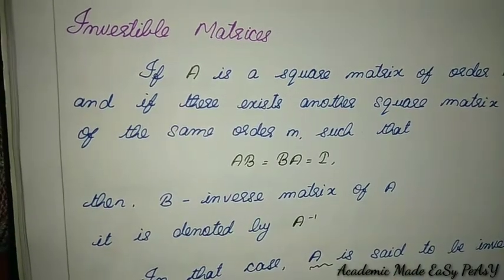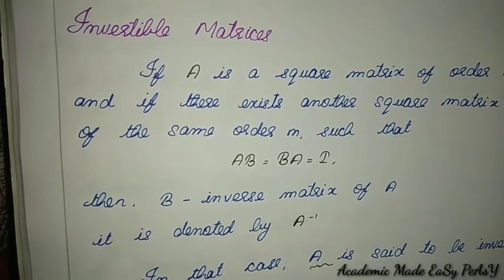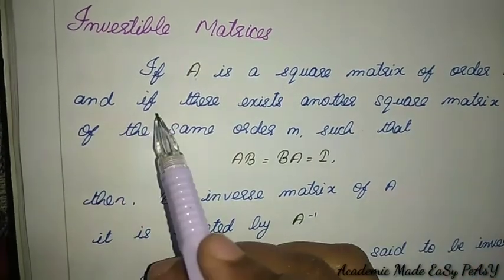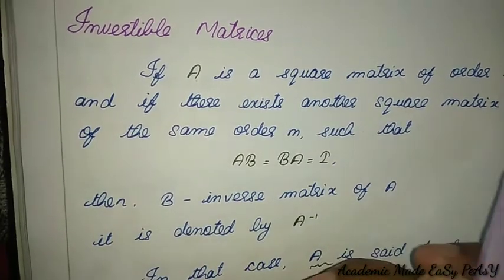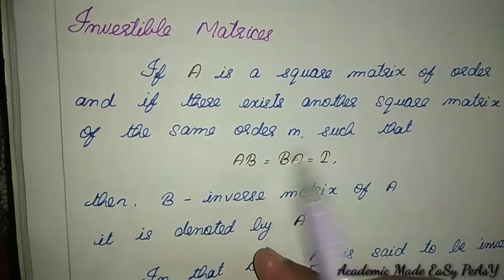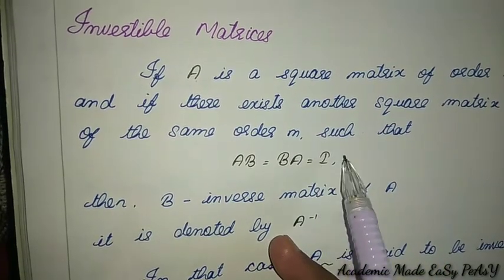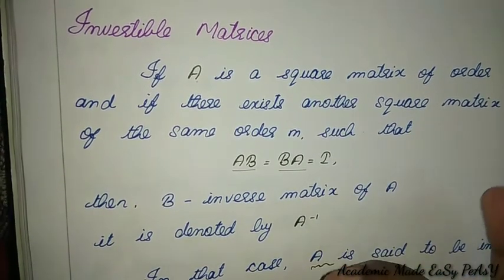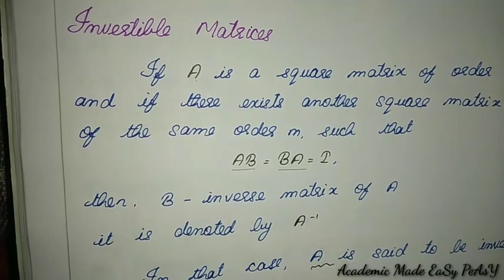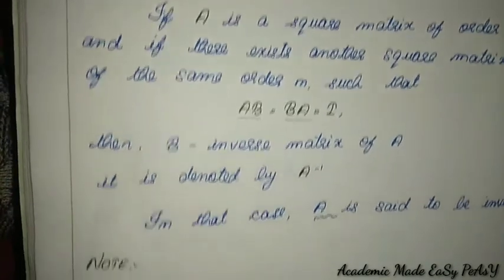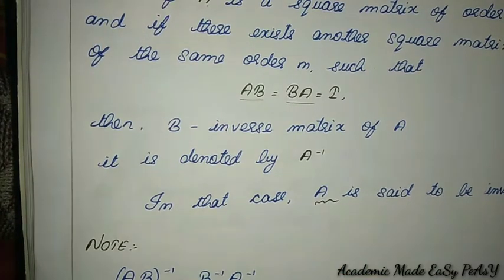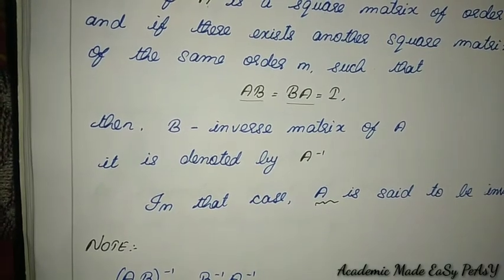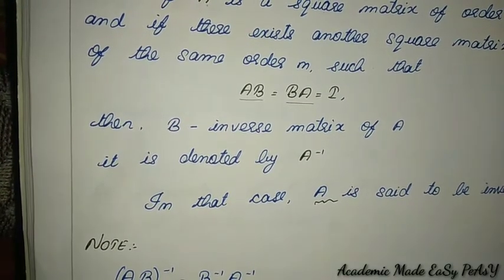So we will be checking whether this matrix has an inverse or not. If A is a square matrix of order m and if there exists another square matrix B of the same order m such that AB is equal to BA is equal to I, that is the identity matrix, then B is the inverse of matrix A. It is denoted as A to the power -1, that is A inverse. In that case, A is said to be invertible. If it exists, then it is called the inverse matrix.